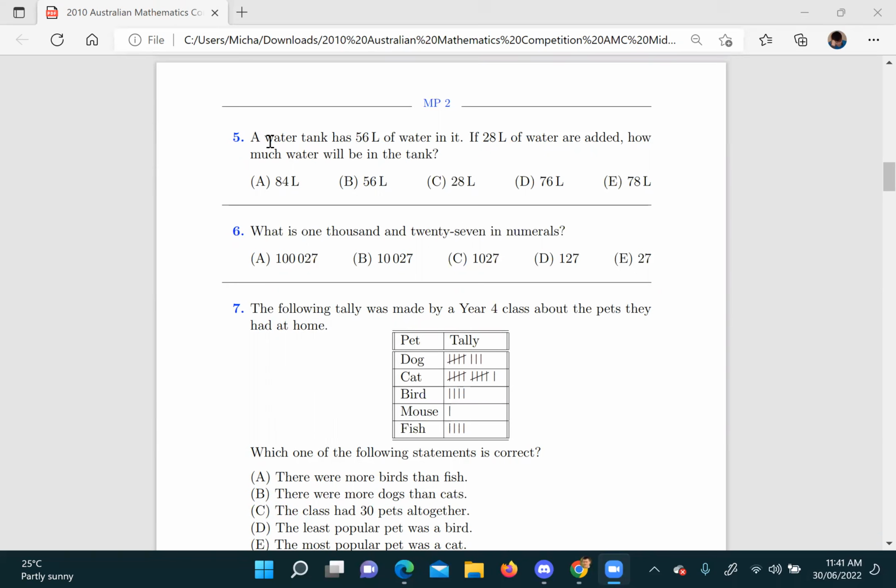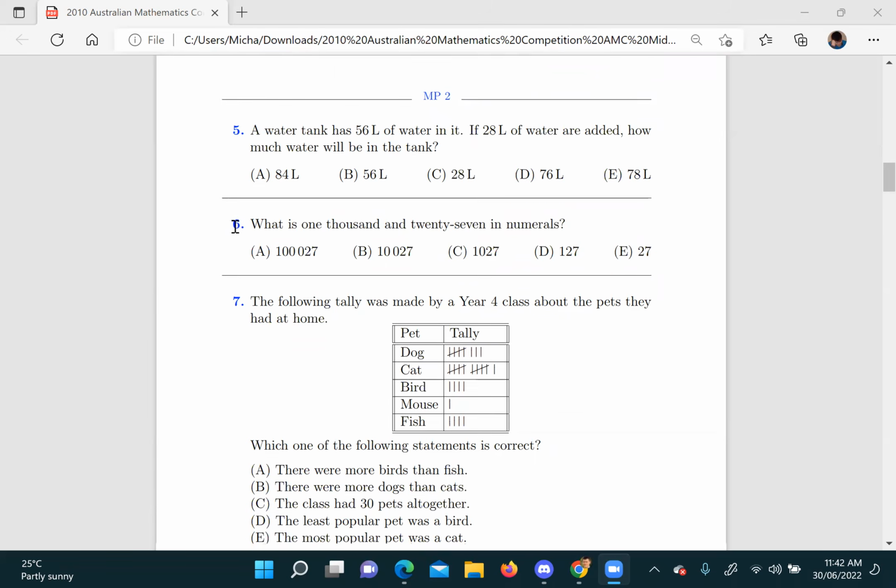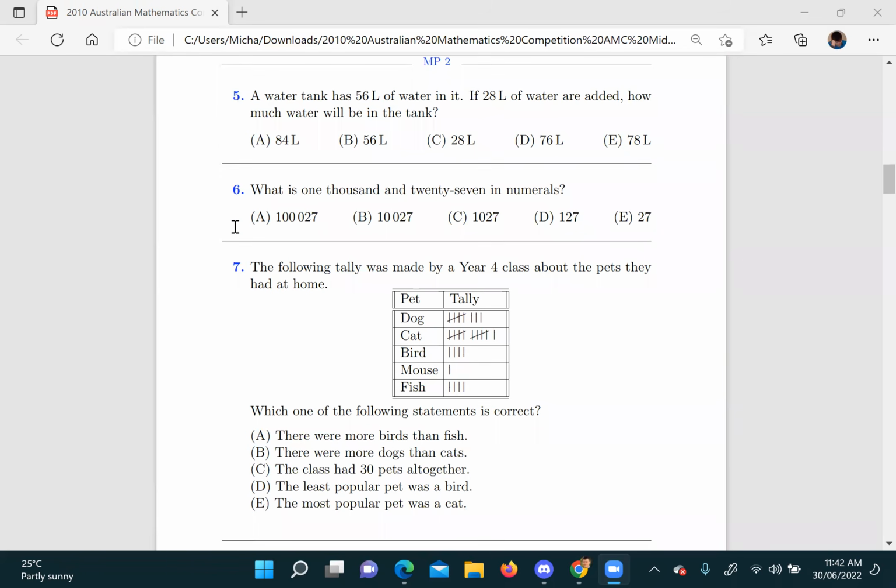No. 84 liters. So a water tank has 56 liters of water in it. If 28 liters are added, how much water will be in the tank? 84. I said 84. Yeah. Liters. Okay, so that's pretty simple. You forgot to say liters. You got the answer wrong. Oh my god. I said 56L and 28L and then 84L. I didn't say liters.